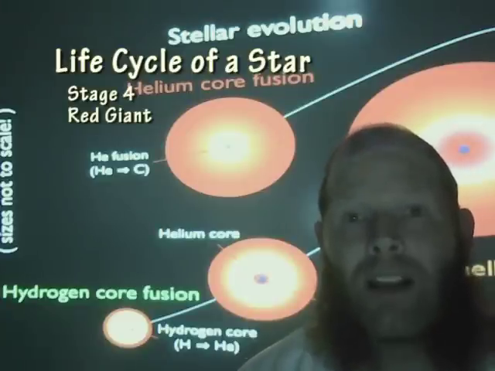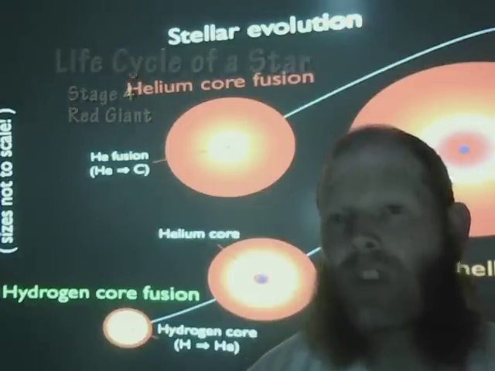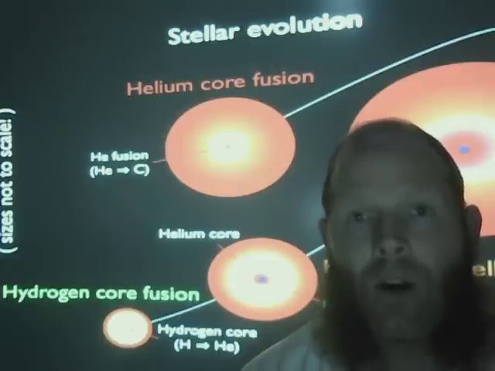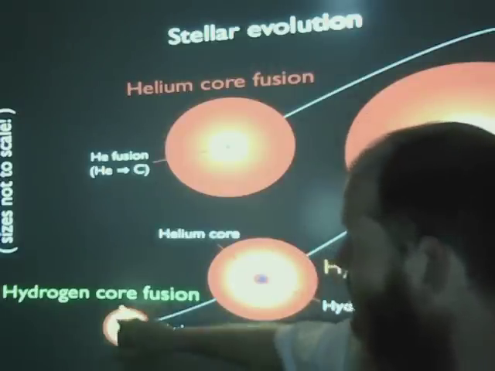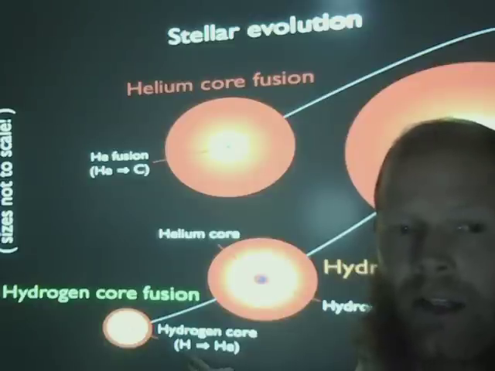Welcome to part 3 of Life Cycle of a Star. This is the red giant phase. So we've just concluded the main sequence phase where the star was fusing hydrogen into helium.